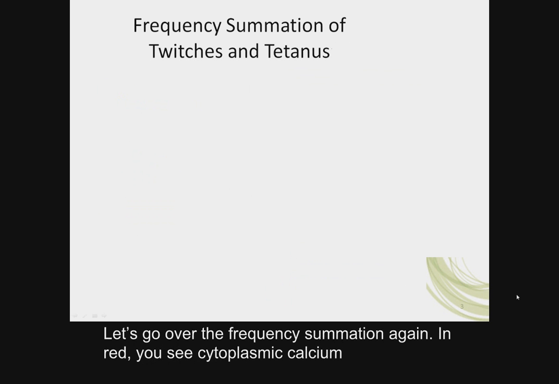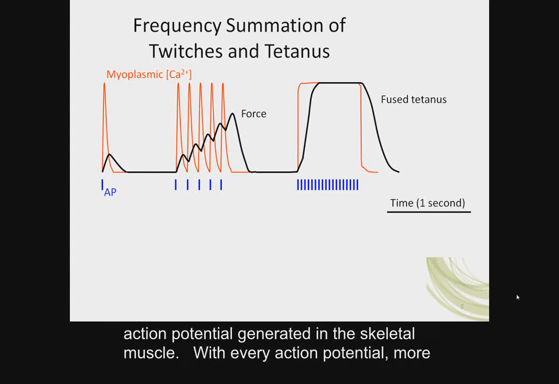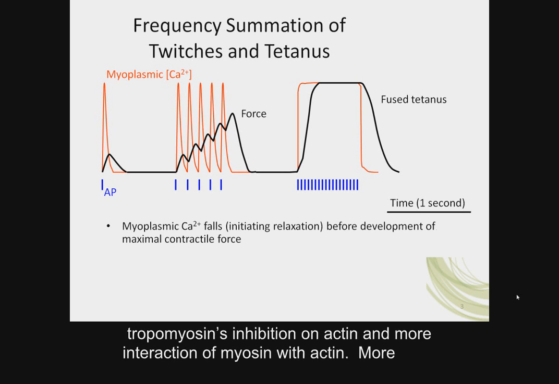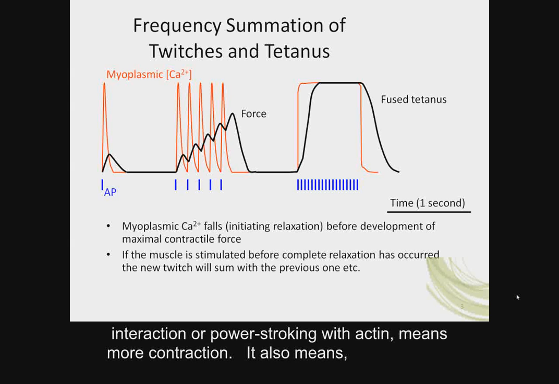Let's go over the frequency summation again. In red, you see cytoplasmic calcium levels. In black, you see the force generated by the muscle. In blue, you see an action potential generated in the skeletal muscle. With every action potential, more calcium is dumped into the cytoplasm. More calcium means prolonged removal of tropomyosin's inhibition on actin and more interaction of myosin with actin.